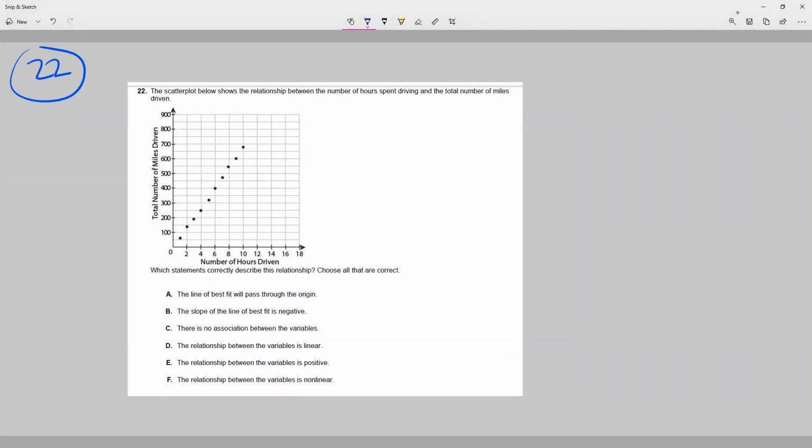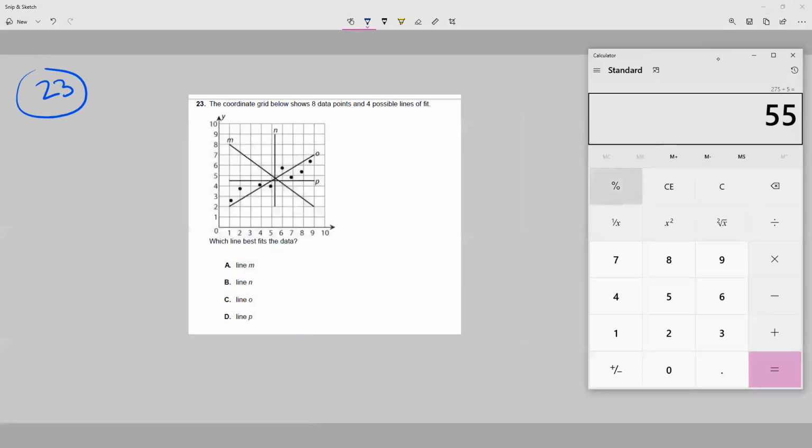Scatter plot shows a relationship. Which statements are true? Choose all that are correct. The line of best fit will pass through the origin. If I think of that line of best fit here, yeah, I agree with that. It does look like it'll go through the origin. The slope of the line of best fit is negative. No, that's not true. There is no association between the variables. No, I'd say that's pretty linear, right? The relationship between the variables is linear. I agree. The relationship between the variables is positive. I agree, it's going up. And it's nonlinear. I disagree. So I would say A, D, and E for that.